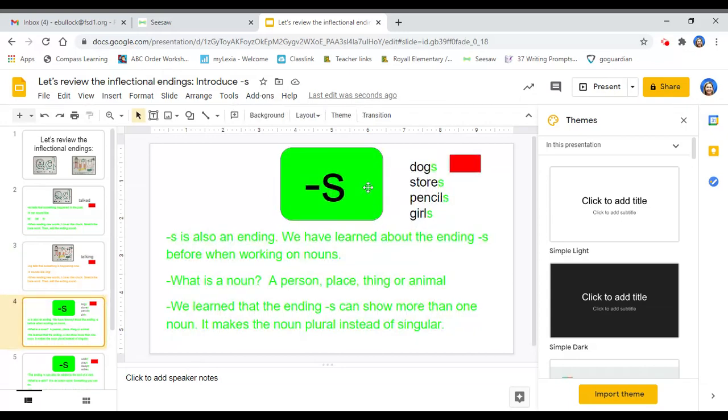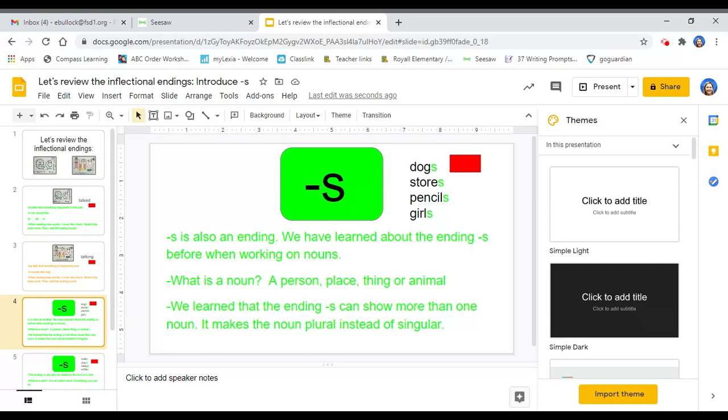Now, the letter S can be added to the ends of words as an ending. In class, we have already learned about adding the letter S to the end of nouns. So let's review what we know so far. We know what nouns are. What is a noun? You answer that with me. It's a person, a place, a thing, or an animal.